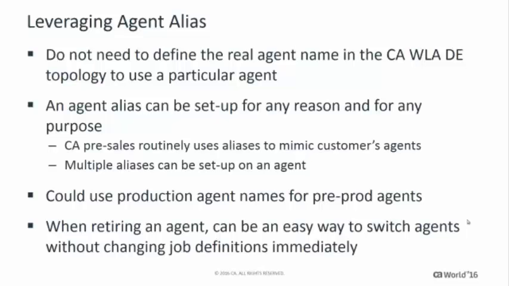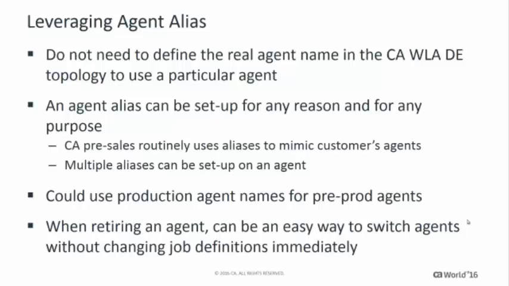So in this case, you could use your production agent name. So instead of using the agent grouping, which I mentioned on the previous slide, you could use the real agent name in pre-prod. You could use the production agent name. All you're doing is mapping that real agent name with an alias name of a production name.